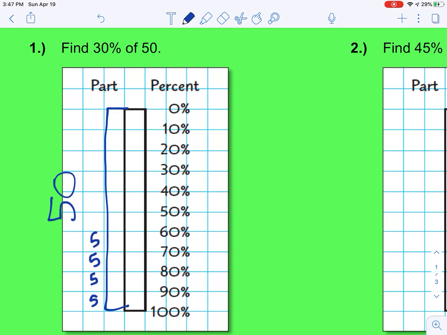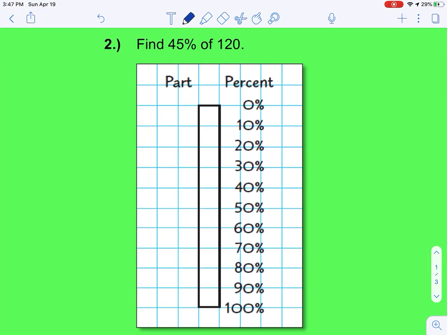Well, I want to find 30% of 50. So if I draw my little picture here, there's 30% right there. I want to know how much is that? Well, if each box is worth 5, that means that 30% of 50 is 15. Let's do number 2 as well.